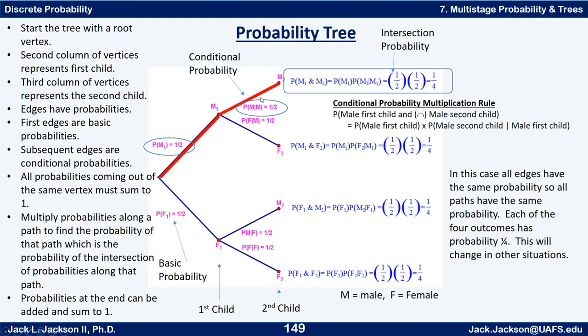So the probability of male both times is 1/4. Probability of female both times is 1/4. Probability of male first, then female is 1/4. Probability of female first, then male is 1/4. Now notice these 4 probabilities at the end are intersection probabilities. They're the intersection of all the events along that path that get you there, like these two here. And you get them by multiplying the probabilities, because this second one is a conditional probability.